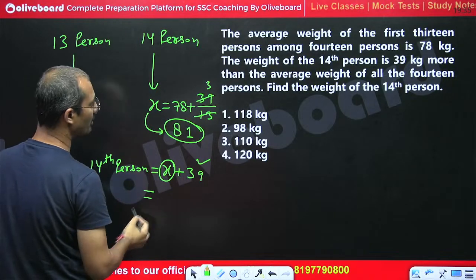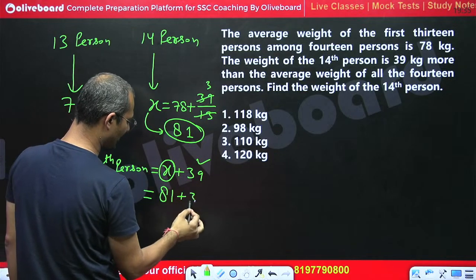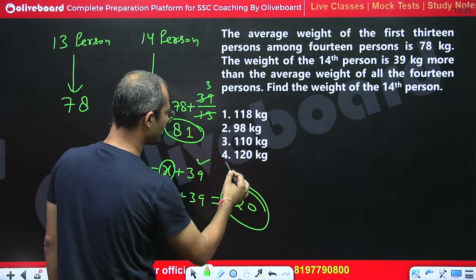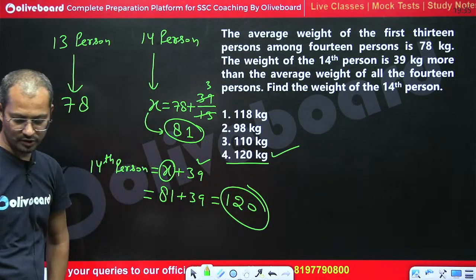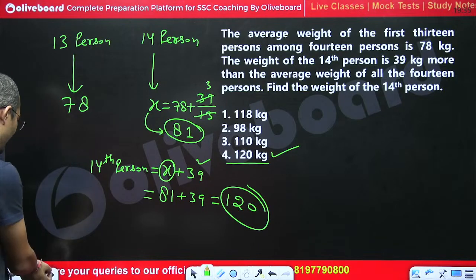So the weight, or we can say the value of the 14th person, would be 81 plus 39. So this would be equal to 120. 120 kg is the right answer. Yes, fourth part is the right answer. Okay, moving to next question.